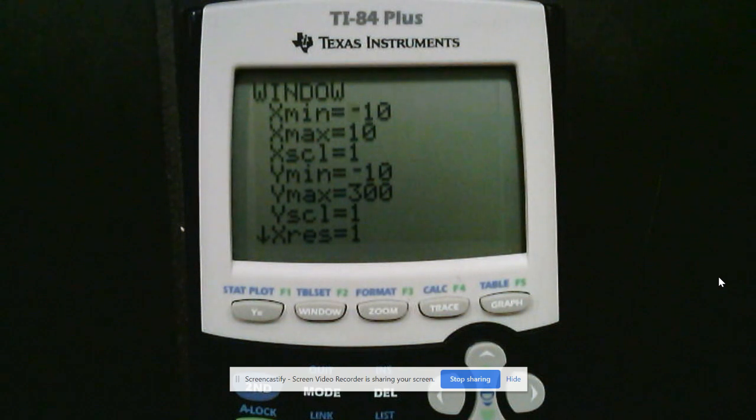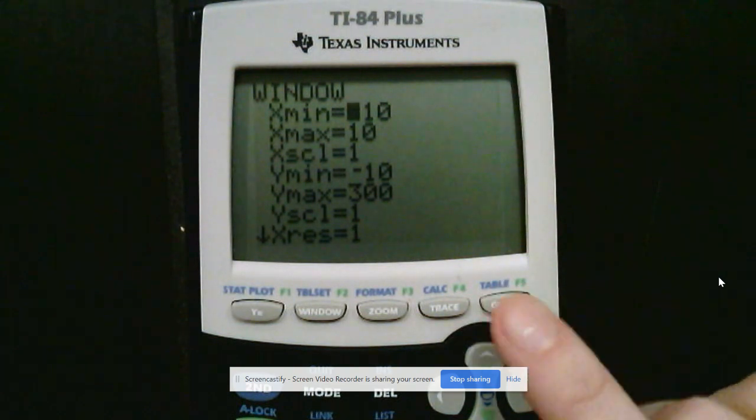This is the window that I'll be using. And the only thing I changed in the window was my Y max so that I could see the top of the graph. So if you need to change your window, you can pause the video and type in these numbers. And I'm going to go to my graph.